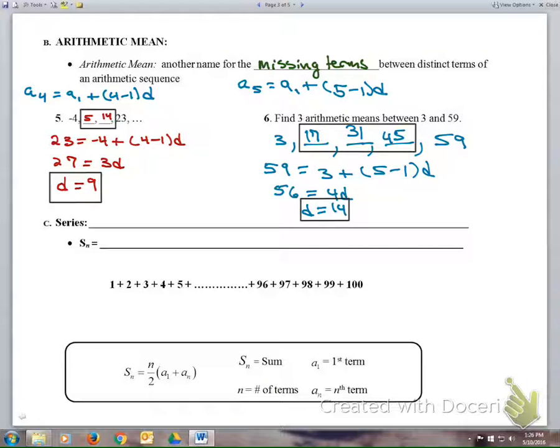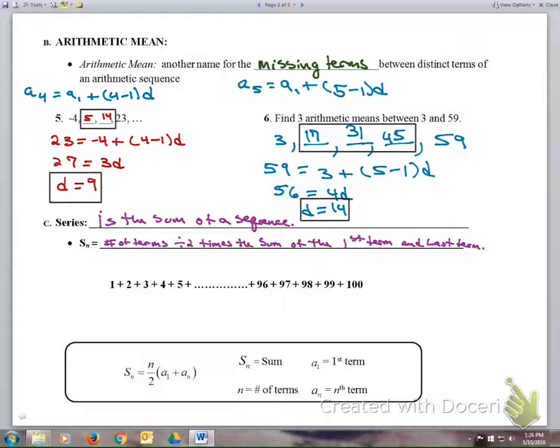This is the second half of 10.2 Arithmetic Sequences and Series. So this is about a series. A series is the sum of a sequence. S sub n is the number of terms divided by 2 times the sum of the first and the last term.